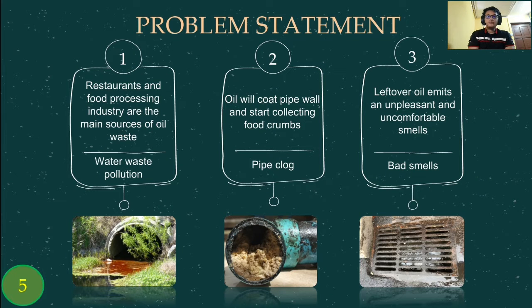Okay, so let's continue with the problem statement. Food waste generated by restaurants, cafes, hotels, bakeries, schools and colleges could end up with these three problems: water waste problem, pipe clogging and bad smell.